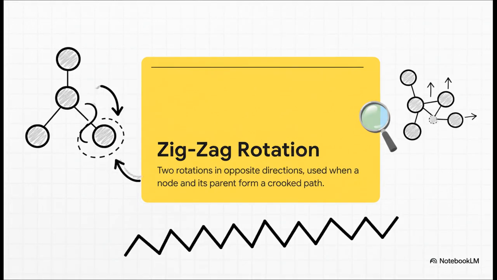And rounding out our trio is the zigzag. This is for when the path is crooked. It's like there's a kink in the path, right? Where our node is a right child of a left child or vice versa. To straighten it out, we perform two rotations, but in opposite directions. This move cleverly brings the node up two levels. And believe it or not, these three simple rotations are the building blocks for every single splay operation.